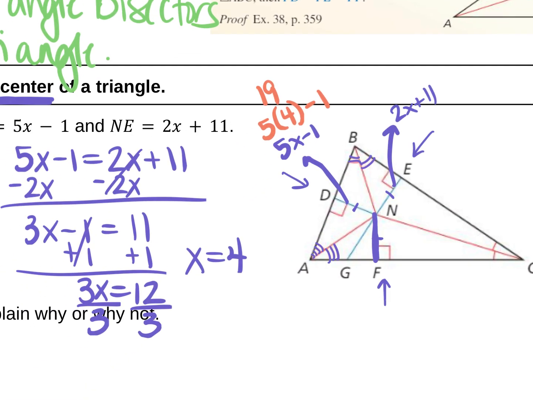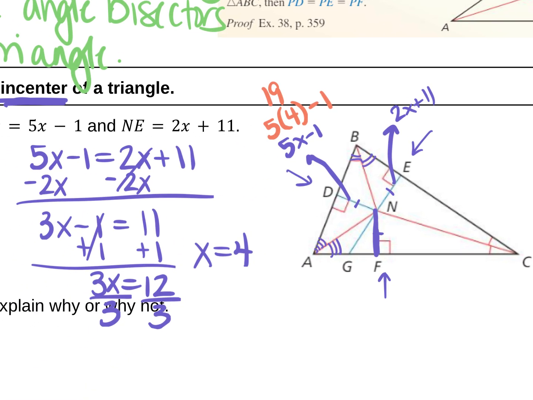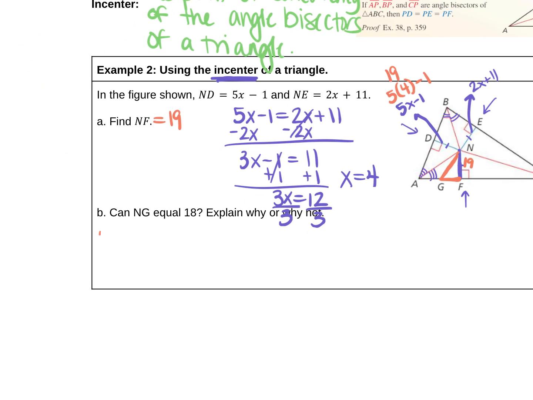Geva? It can't equal 18 because it's the hypotenuse. It's supposed to be the longest side of the triangle. Okay, yeah. I really like what Geva said. Did you see that? It's almost like NG makes a little triangle here with NF, right? So NG would be a hypotenuse, and that has to be a longer side. So if this is 19, this can't be 18. That's a great way to look at it. Good job.